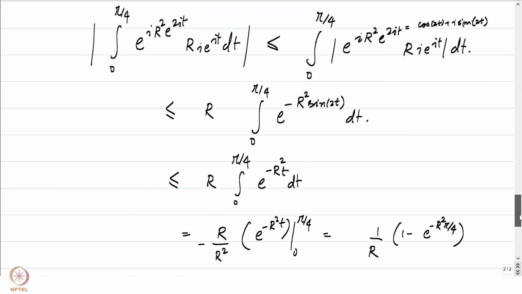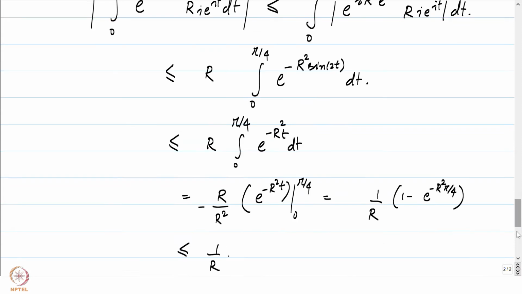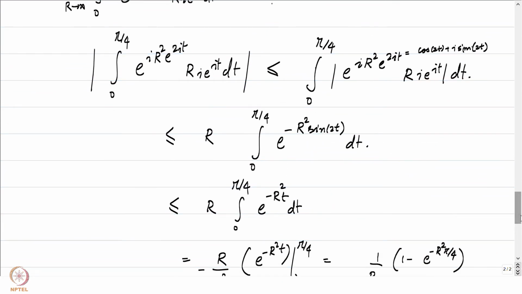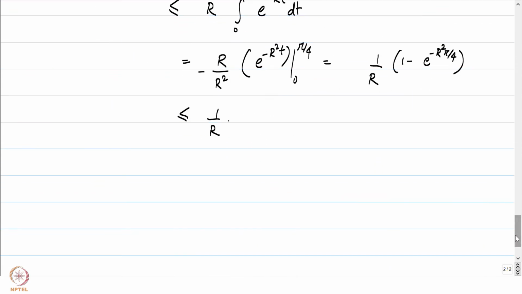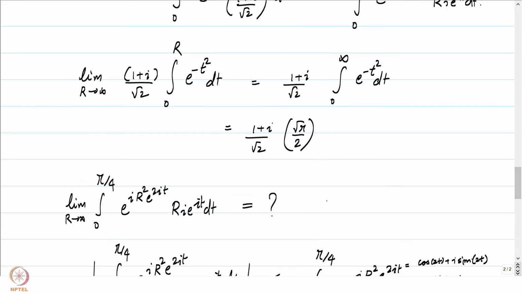So what have we concluded? We have concluded that the absolute value here is less than or equal to 1 by r, and therefore the limit as r goes to infinity will be less than or equal to the limit as r goes to infinity here, and hence the limit as r goes to infinity of the integral over gamma 3 of e to the power i z square dz is equal to 0. So the second term does not contribute. Let me go up and see. So this is going to be 0.